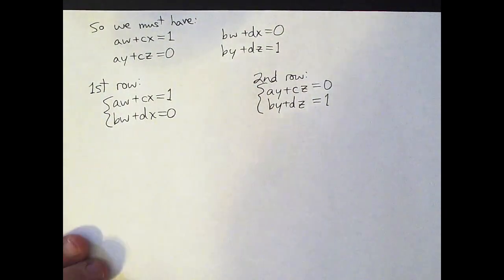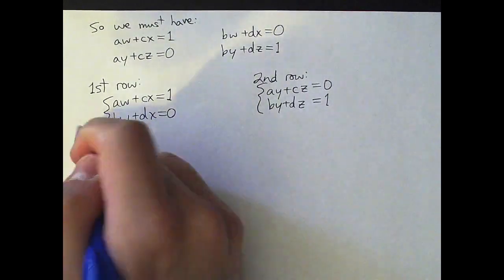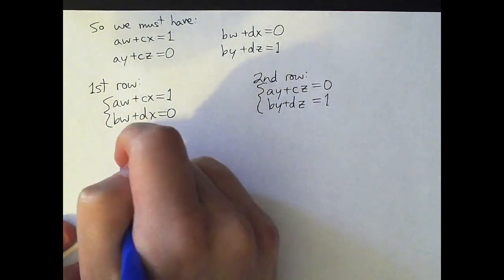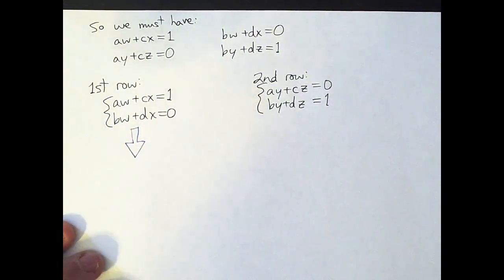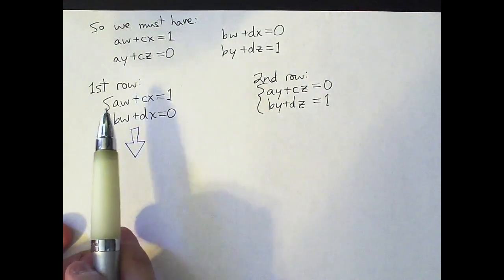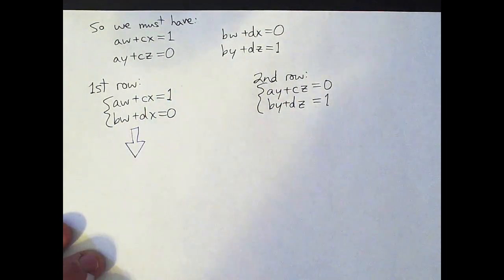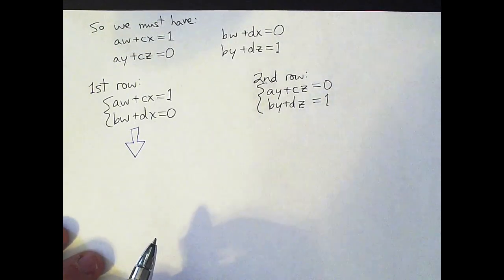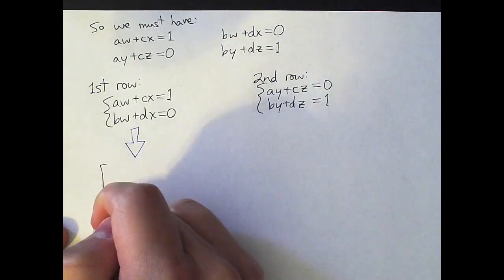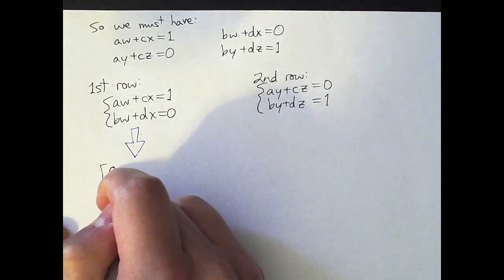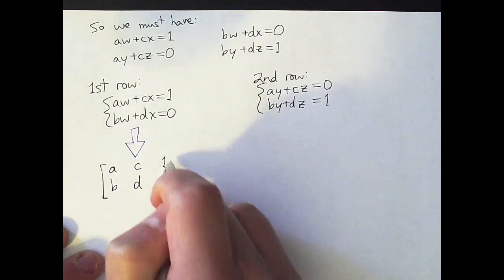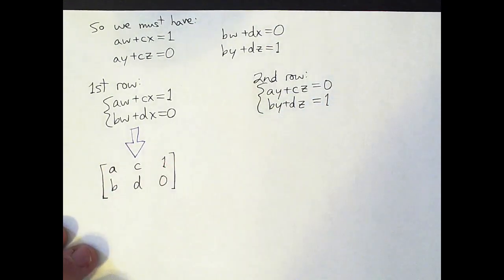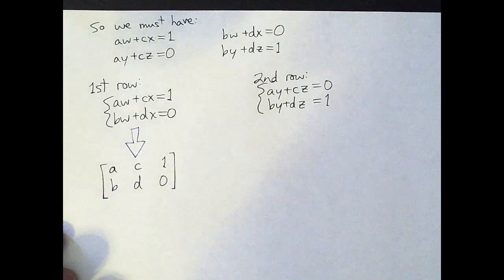But let's focus just on the one on the left here. Let's draw a big arrow. Let's focus on this one. What would we do if we wanted to solve this system? We know A, B, C, and D, and we want to find W and X. Well, we learned about solving systems by writing the augmented matrix of the system. So we could write A, C, 1, B, D, 0. That's the augmented matrix for this system.